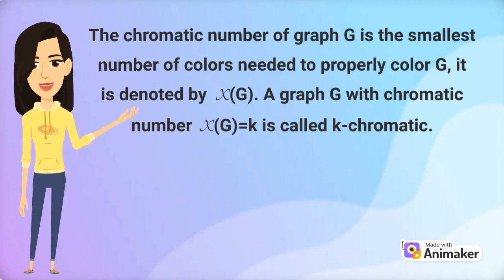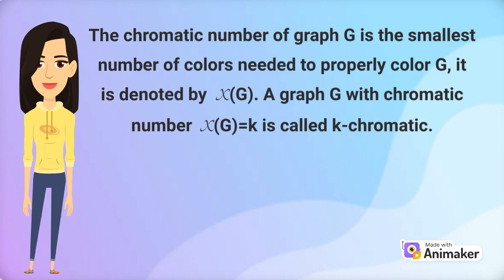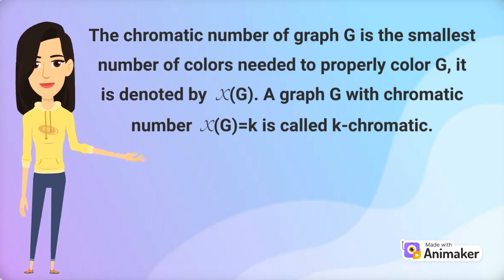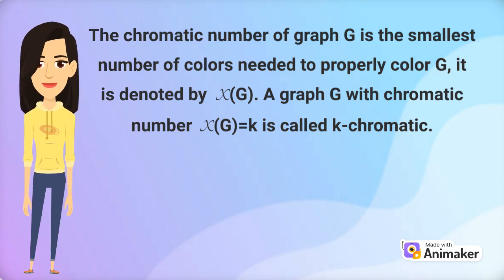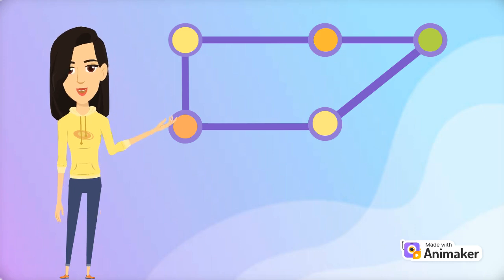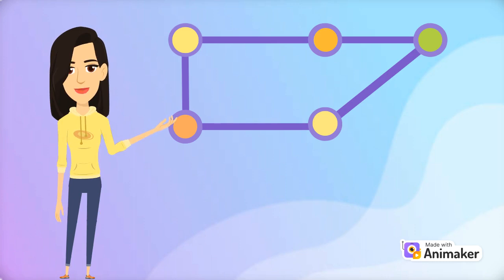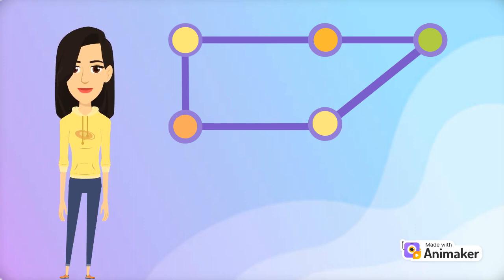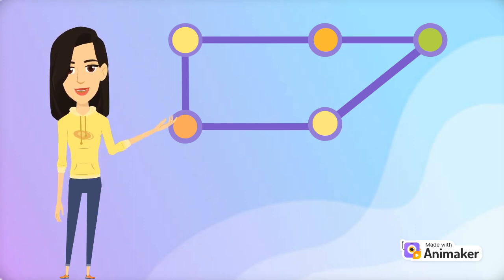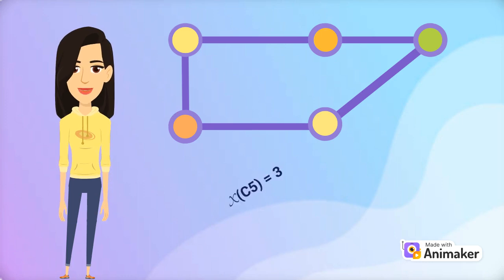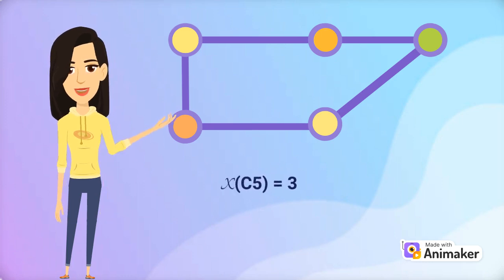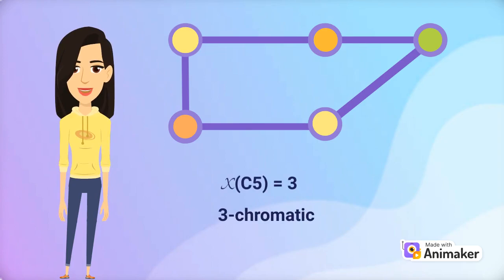A graph G with chromatic number equal to K is called K-chromatic. In this graph, the smallest number of colors that can be used to properly color the graph is 3. So the chromatic number of this graph, chi of C5, is equal to 3, or we can say that it is 3-chromatic.